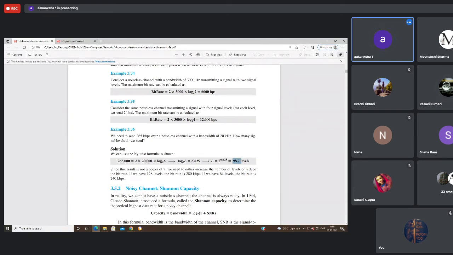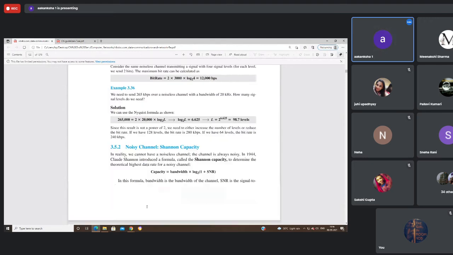How? Log 2 of 64 is 6, and 6 into 40 is 240. Log 2 of 128 is 7, and 7 into 40 is 280. So for 128 levels it will be 280 kbps, and for 64 levels it will be 240 kbps.